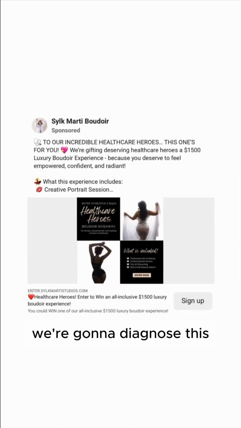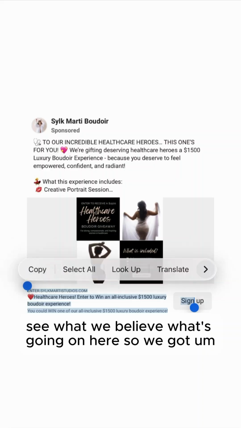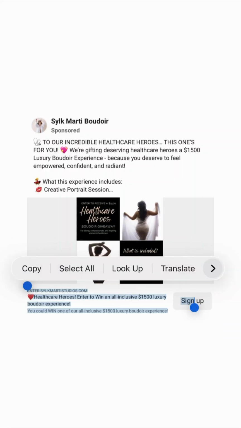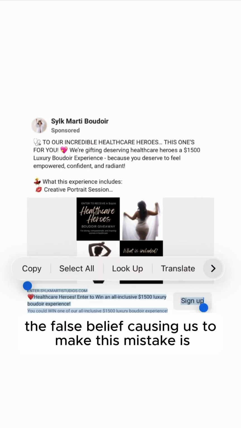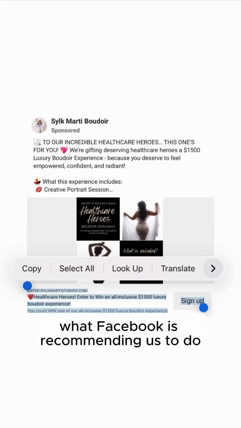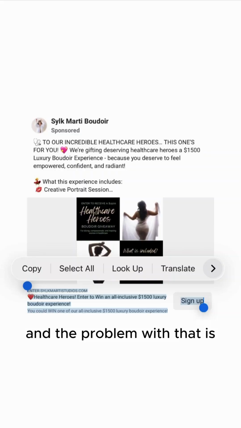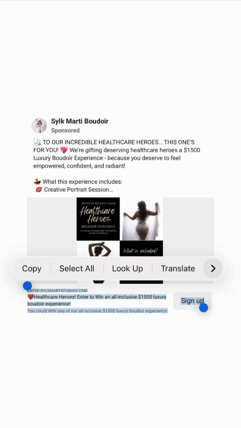So now we're here. We're going to diagnose this, see what we believe is going on here. So we've got the below creative cluster mistake here. The false belief causing us to make this mistake is we are following what Facebook is recommending us to do. And the problem with that is the consequences it causes, which is way more women scrolling by our Boudoir Facebook ads for no reason.